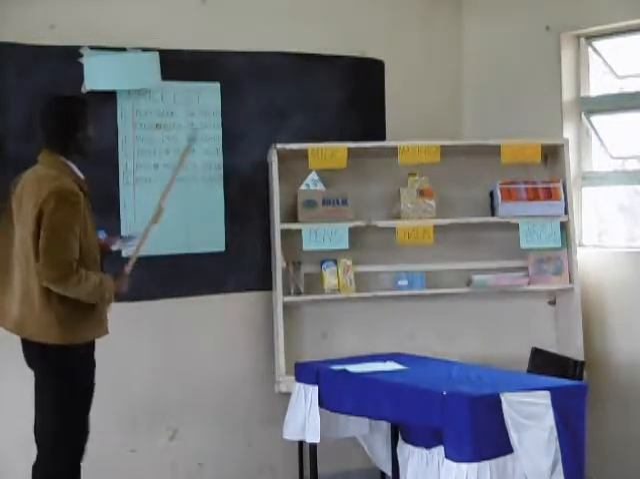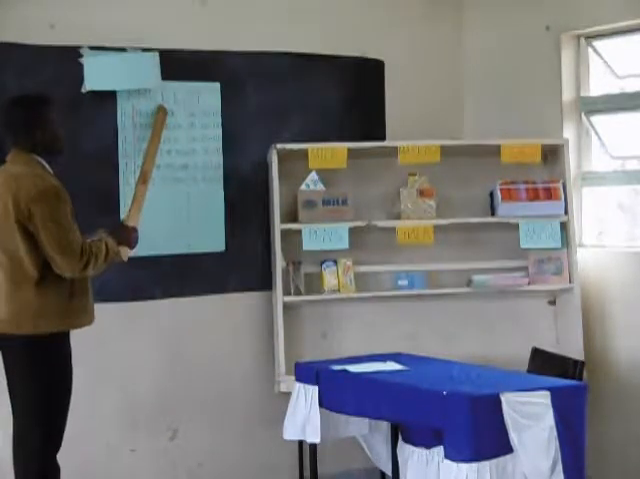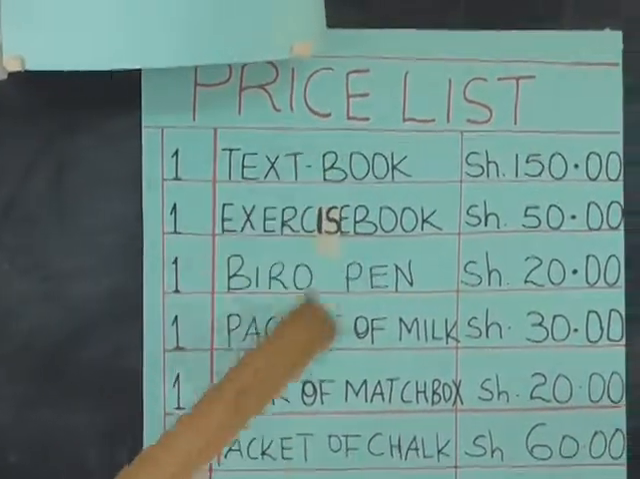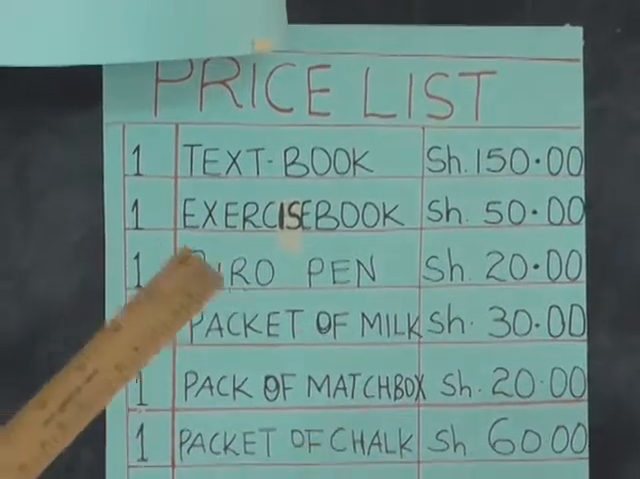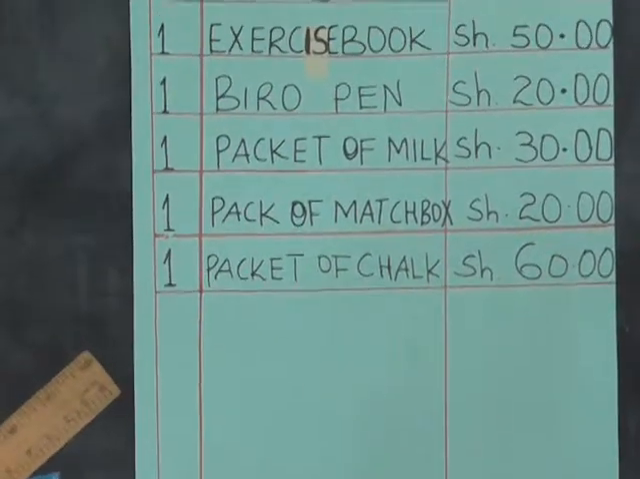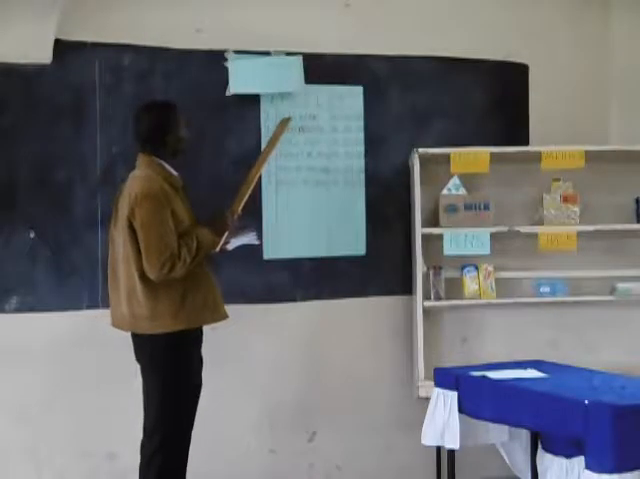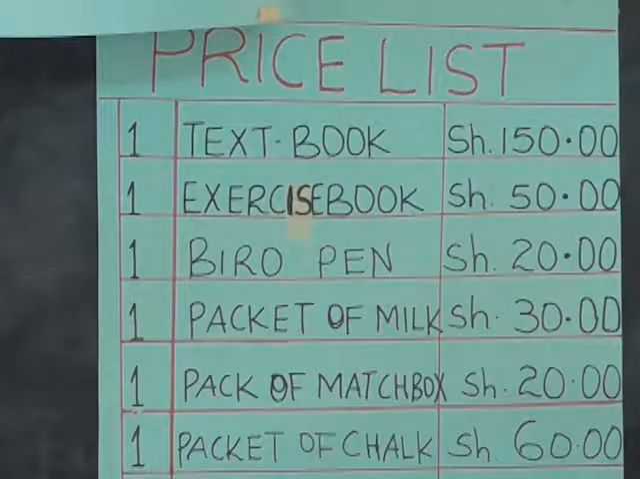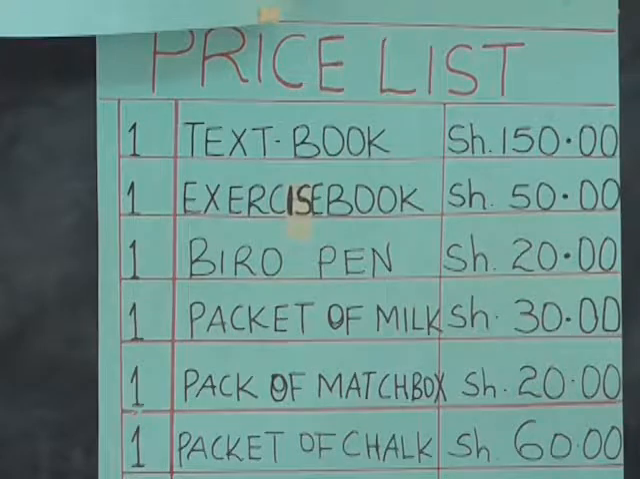So, next to the shop, we have a list, as you can see. On this list, I have the names of the items that I've just bought. The first item on my list are the textbooks. 2, I have the price of the exercise books. 3, the price of the biro pens. The price of the packets of milk. The price for a pack of matchbox, and the price for a packet of chalk.